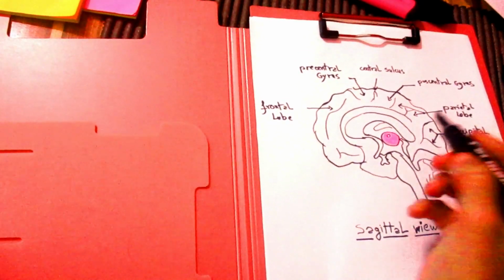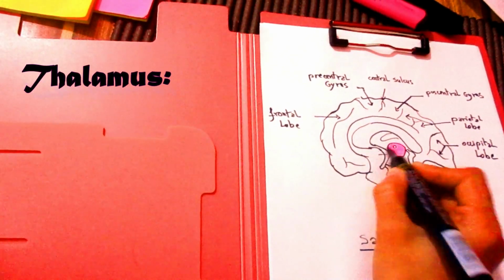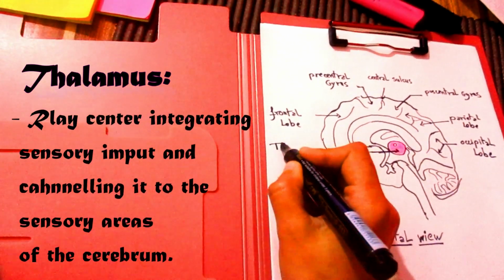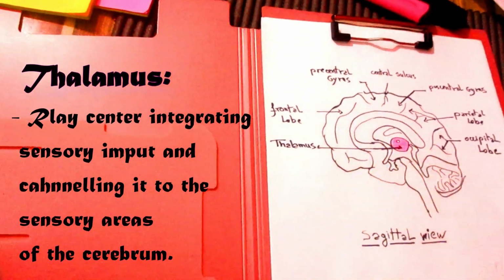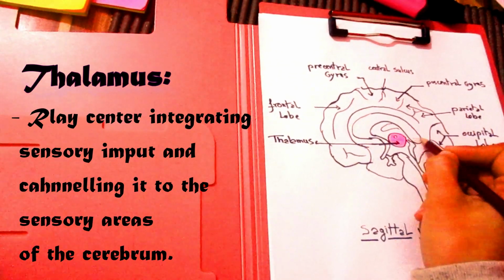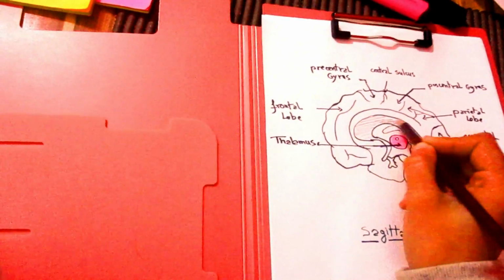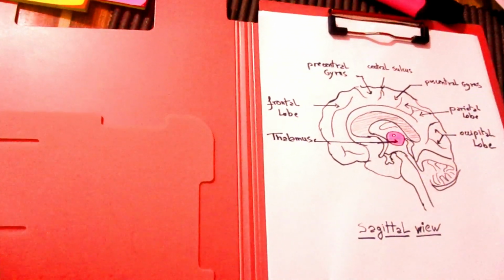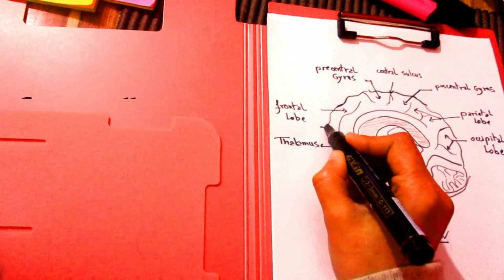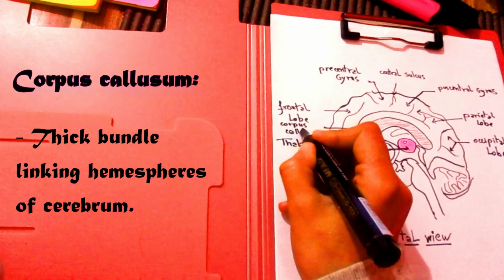So starting with this part which is called the thalamus. The thalamus is a relay station or relay center, integrating sensory input and channeling it to the different sensory areas of the cerebrum. And then we have here this structure which is called the corpus callosum, and it's a thick bundle of nerve fibers linking the hemispheres of the cerebrum.